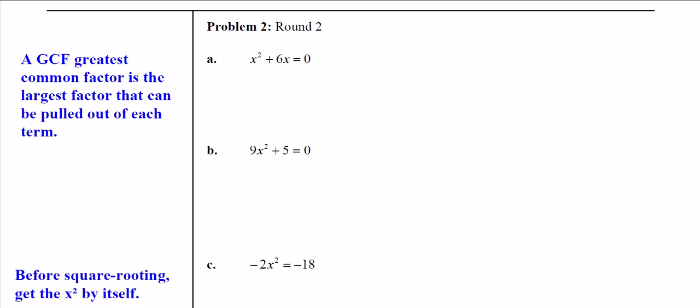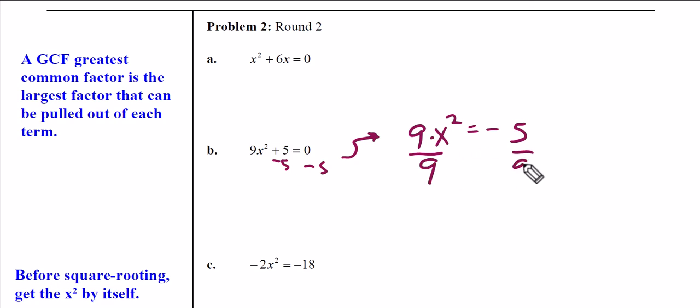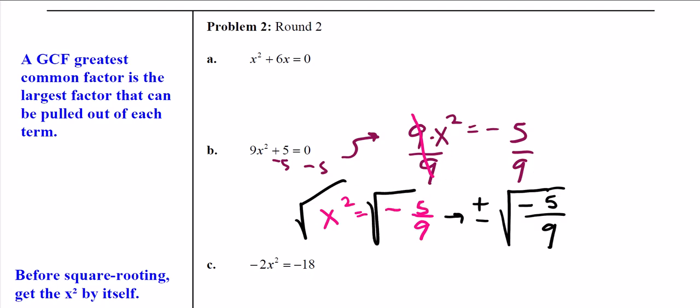Part B only has an x squared, so you know that we could get away with moving this 5 to the other side. But we can't square root this yet, because I need to divide both sides by 9. Now we can square root, and when I square root, I pick up a plus or minus. I can split up the square root like that. Negative 5 is negative 1 times 5, which is the square root of negative 1 times the square root of 5. By definition, the square root of negative 1 is i.